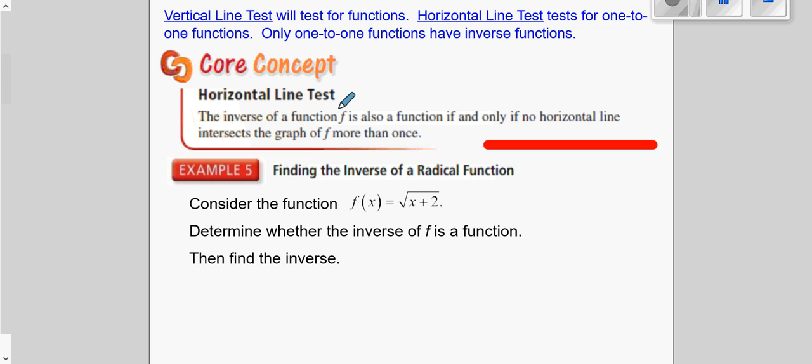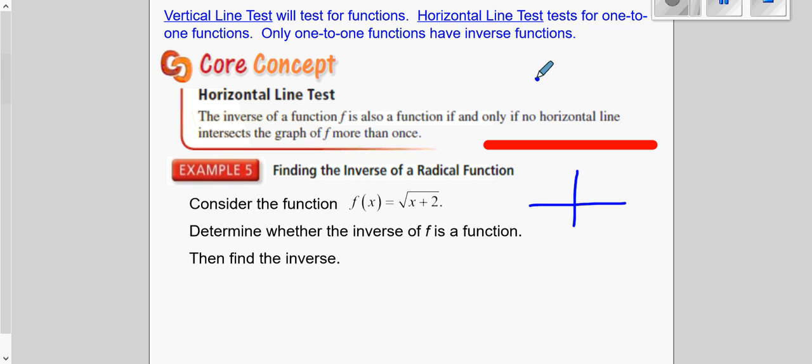Horizontal line test. The inverse of a function f is also a function if and only if no horizontal line intersects the graph of f more than once. So vertical line test, test for functions. Horizontal line test, test for one-to-one function to see if we have inverses.